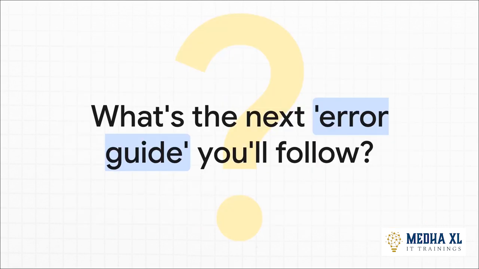So, the next time you see that flash of red text in your terminal, don't get frustrated. Just take a breath, read what it says, and ask yourself, okay, what is this trying to tell me? So, what's the next error guide you're going to follow on your own coding journey?